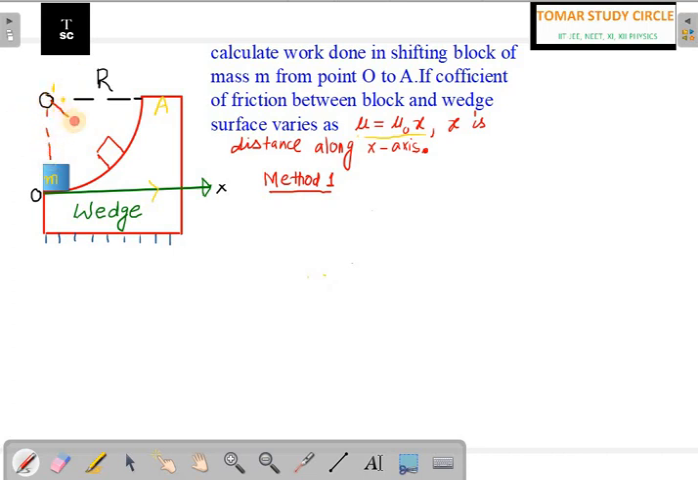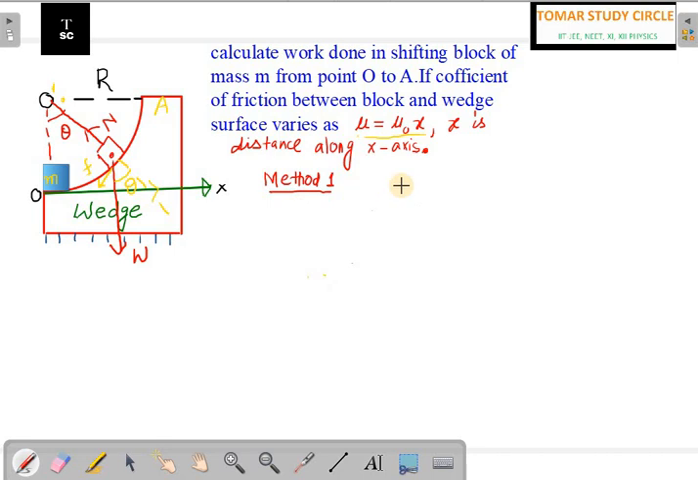Let this angle be theta. So there are three forces acting on the block. One is its weight W that acts vertically downward. Another is the normal reaction from that surface that acts towards the center. And third one is the frictional force, that is F. If you extend this line, this angle becomes theta.